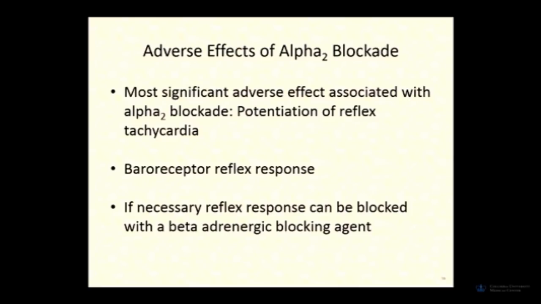The baroreceptor reflex is in part a sympathetic reflex when the heart rate goes up, and it involves the release of norepinephrine in the heart. So when we block alpha-2 receptors, that presynaptic receptor, we're allowing more norepinephrine to be available at the synapse. So we're making that reflex tachycardia more likely to occur. And if you have a reflex tachycardia response, it can be blocked using a beta adrenergic blocking agent.